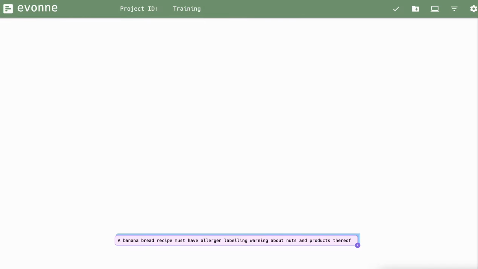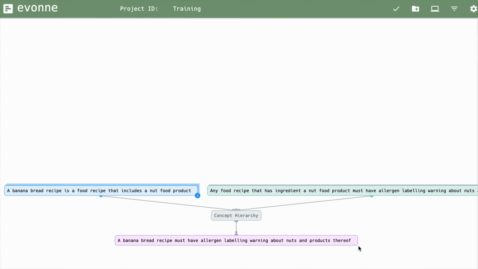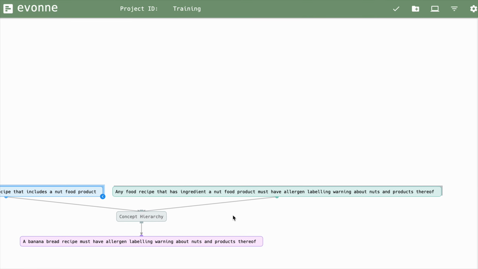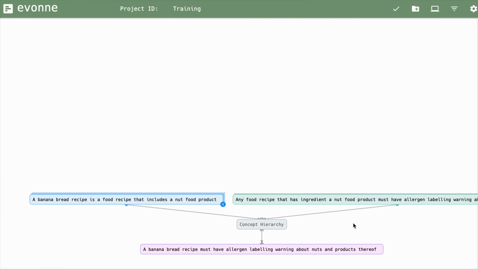The proof walks you through step by step why a banana bread recipe must have an allergen labelling warning about nuts. You'll see this statement in a purple box. That's the final conclusion of the proof. If you click the less than symbol in the lower right corner of the box, you can start unfolding the proof tree. The first level shows that the conclusion comes from two statements.